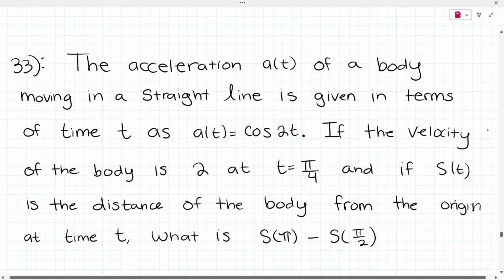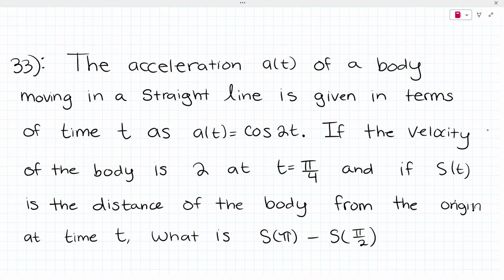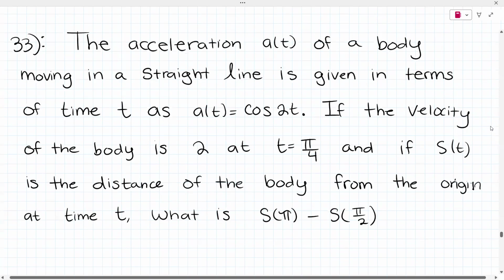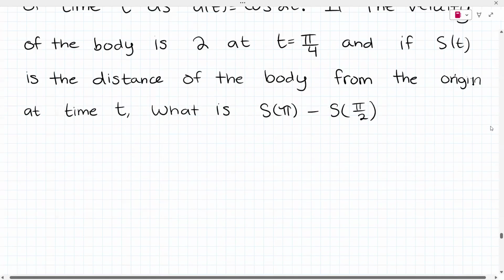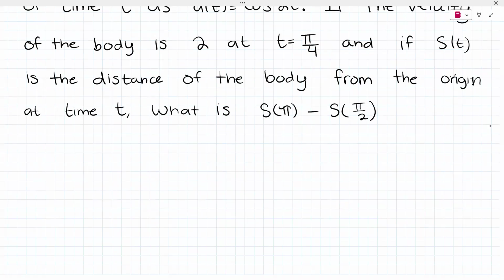So number 3 says the acceleration of a body moving in a straight line is given in terms of time t as a of t equals cosine of 2t. If the velocity of the body is 2 at t equals pi over 4, and if s of t is the distance of the body from the origin at time t, what is s of pi minus s of pi over 2? So it's like an integral. It's really saying s of t from pi over 2 to pi of v of t.